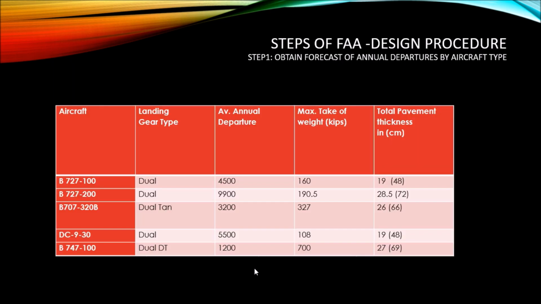You can see here we have 26. The third aircraft is 26 inches, and the equivalent is 66 in centimeters. So we check for the last one, which is also of dual tandem type. It has an annual departure of 1,200, and the takeoff weight is 700,000. So we'll go back to our graph.